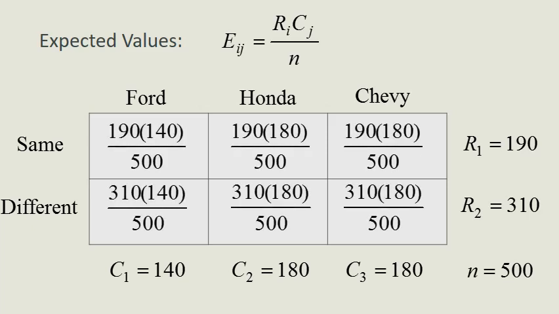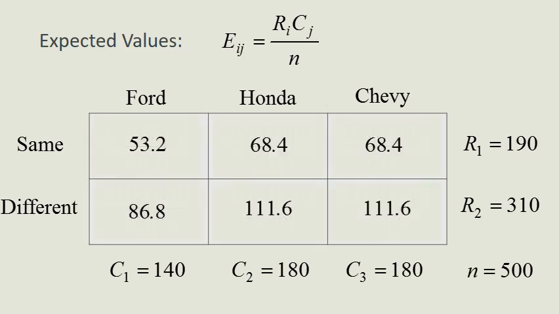Here are all of the calculations. Notice how the row and column totals keep changing to reflect the position in the table. However, we always end up dividing by 500, the sample size. The calculations turn out like this, and these are the expected values we'll be plugging into the chi-squared formula.